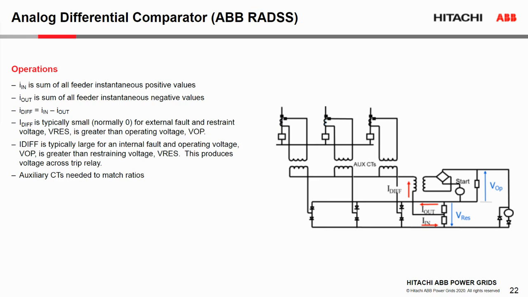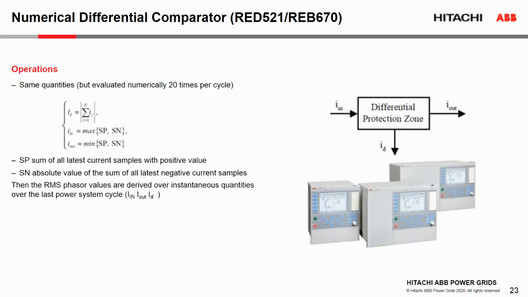IDIF is typically large for internal faults, so V up will be greater than V rest and produce voltage across the trip relay and operate. So this is how it was realized before, using static components. In modern ways, the principle is exactly the same.